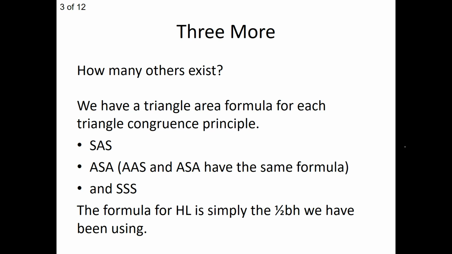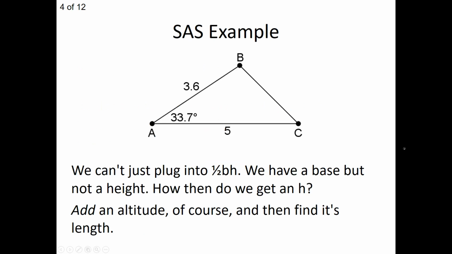And we also have already covered our special case. The 1/2 base times height is really the HL, the hypotenuse leg case. So you notice we've gone through all 5 of the congruence principles: side angle side, angle side angle, angle angle side, the side side side case, and then the HL. So all 5 of those cases, we can actually find the area formula for each one of those 5 cases.